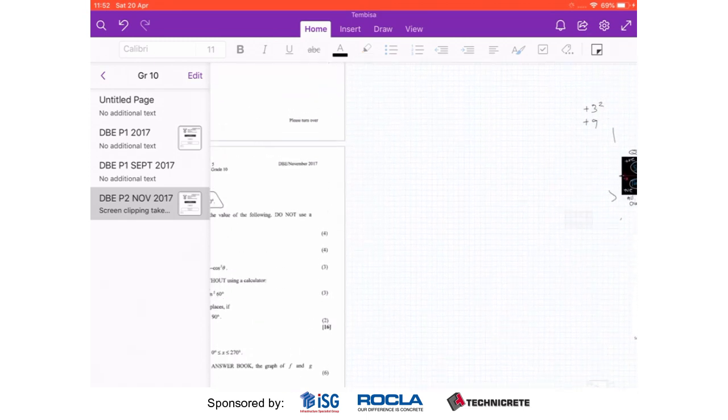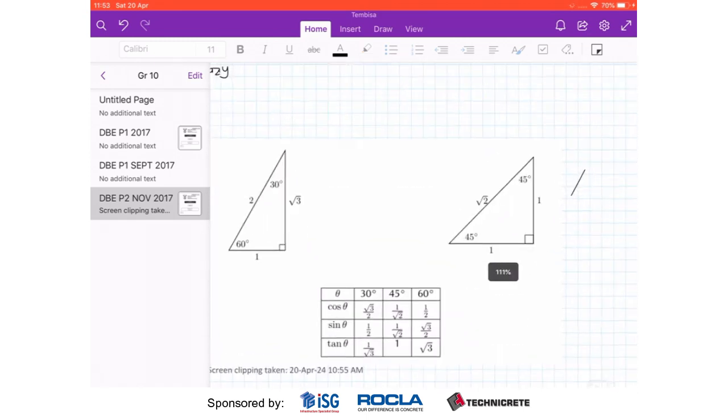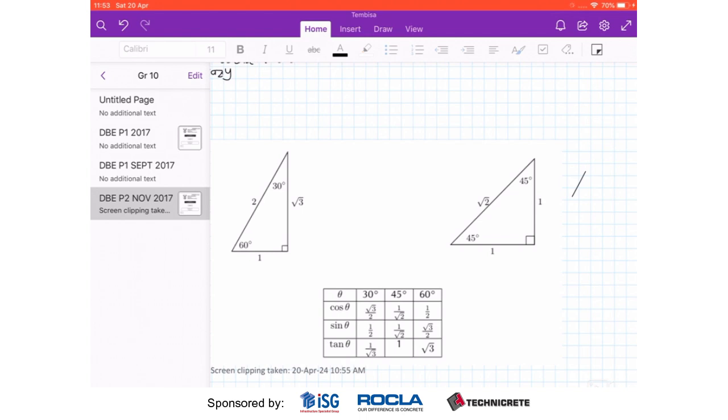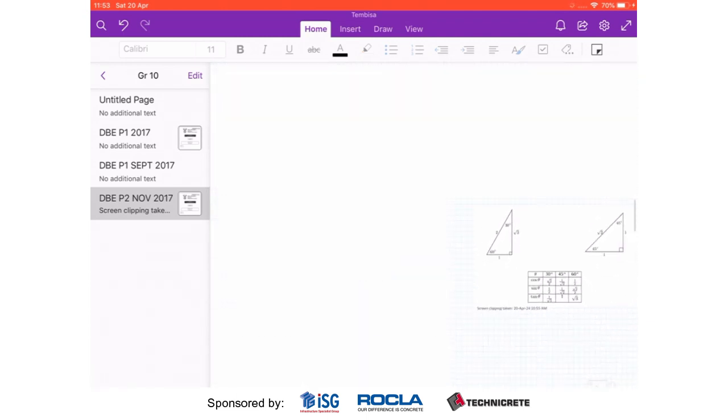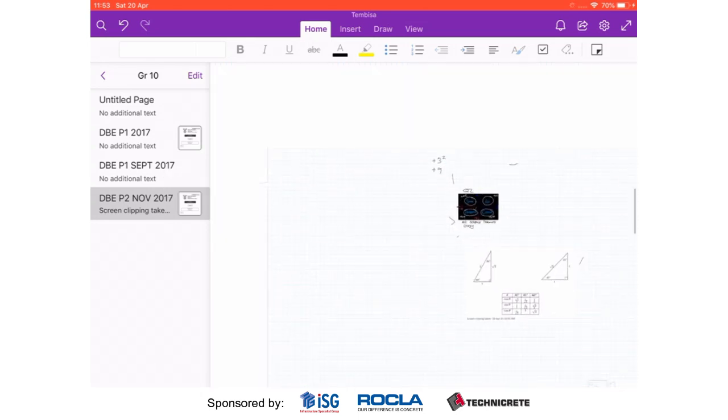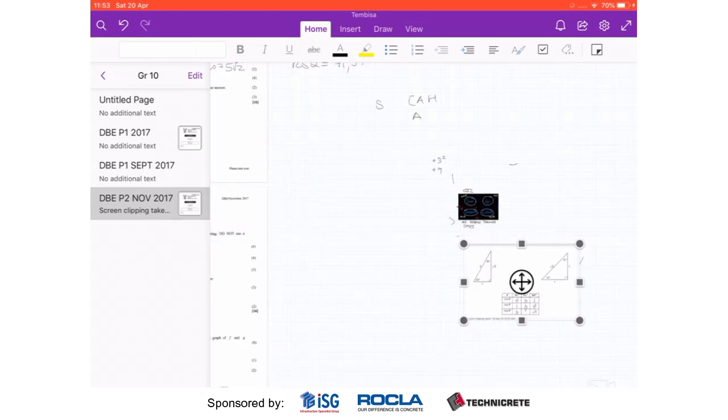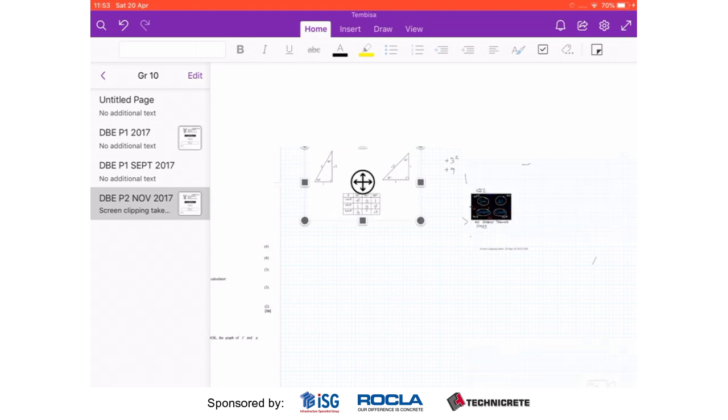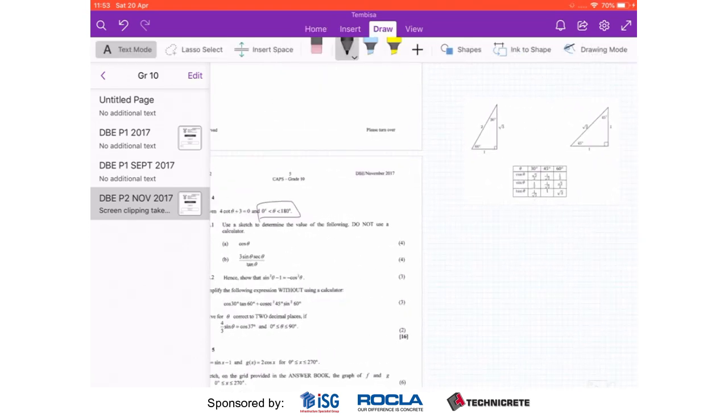So without using a calculator means that you've got to remember your special triangles. Two triangles that you must remember how to draw, and you must be able to recall them. So the first one, you've got a 1, root 3, 60 and 30 and 2, and 1, 1, 45 and root 2. This is something that you just have to learn off by heart. You should be able to draw it in your test. To assist you, I'm going to move it up here so we can see it, and we're going to solve for what they asked us.